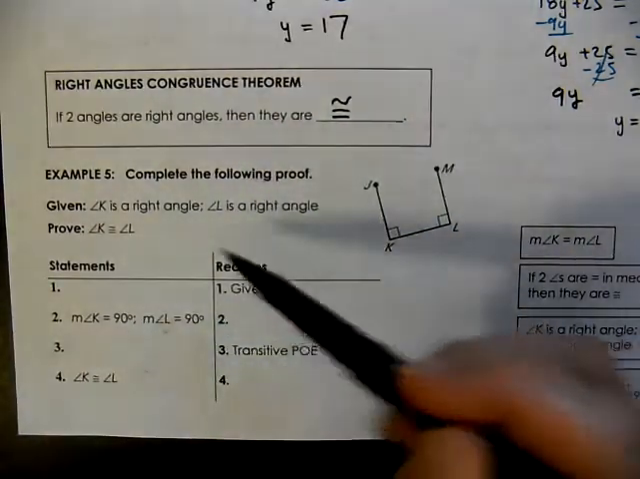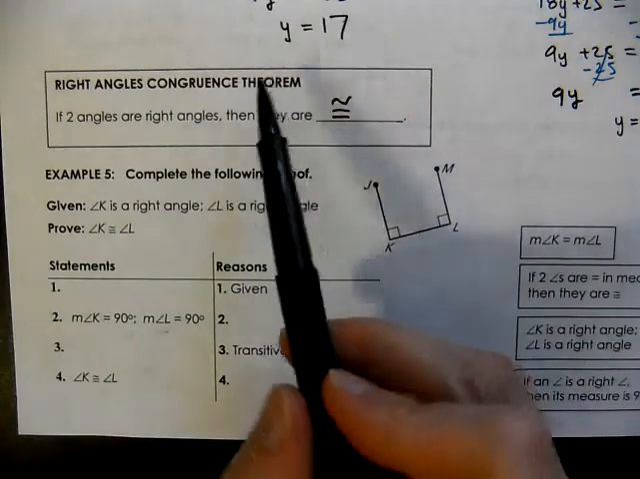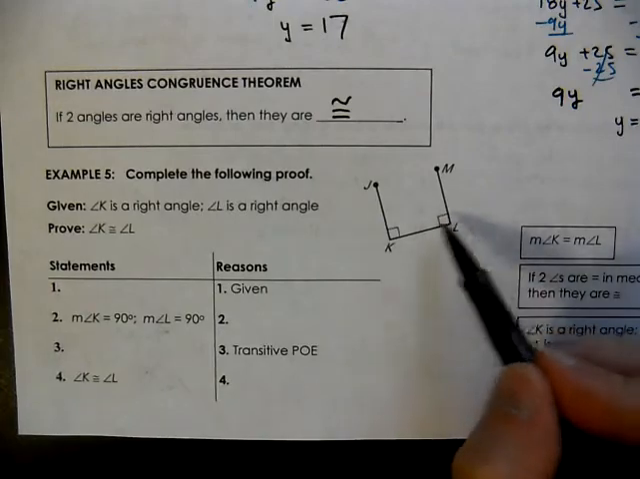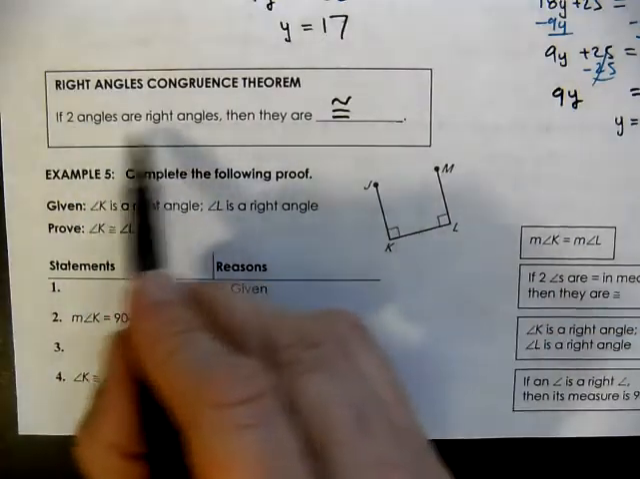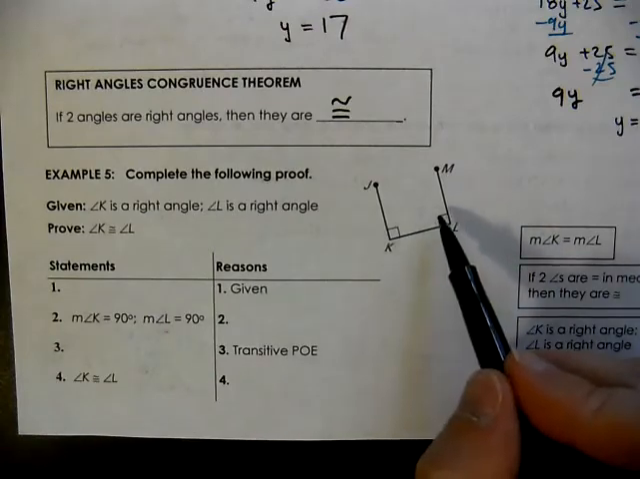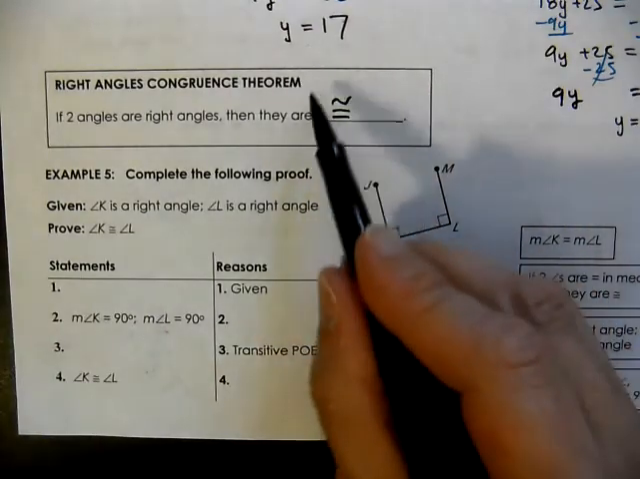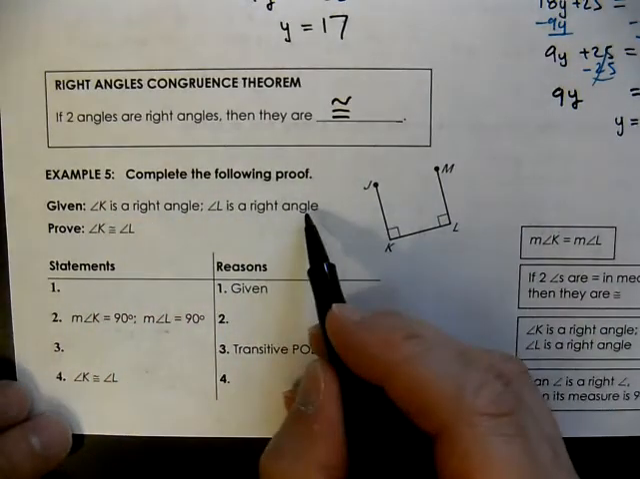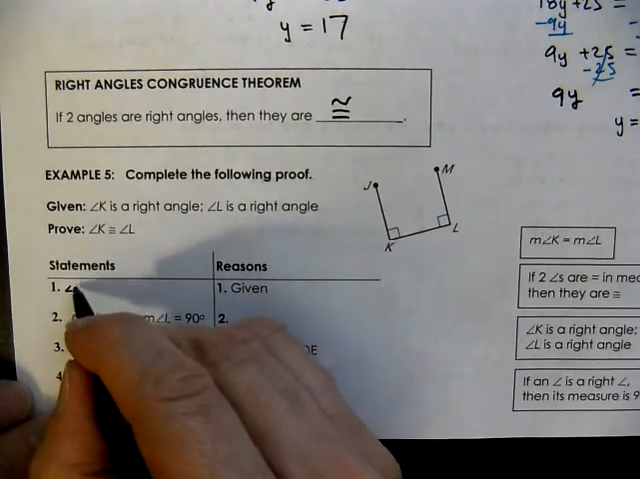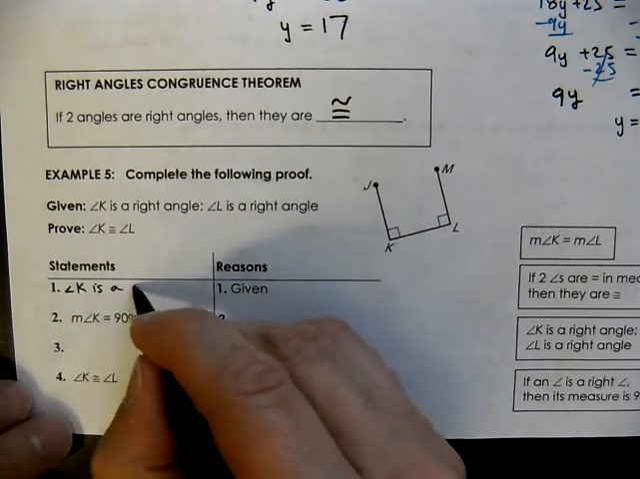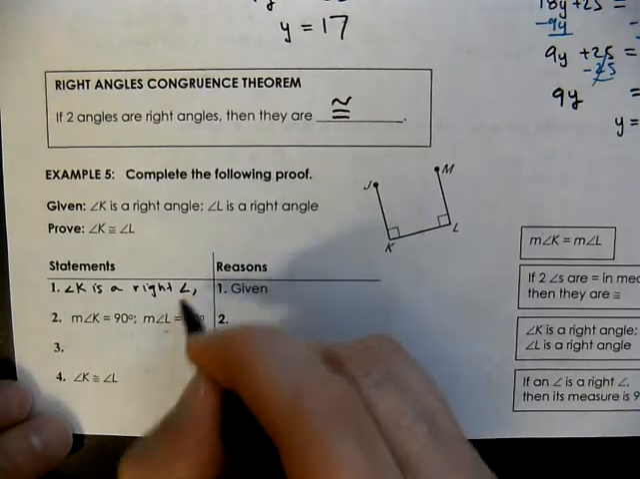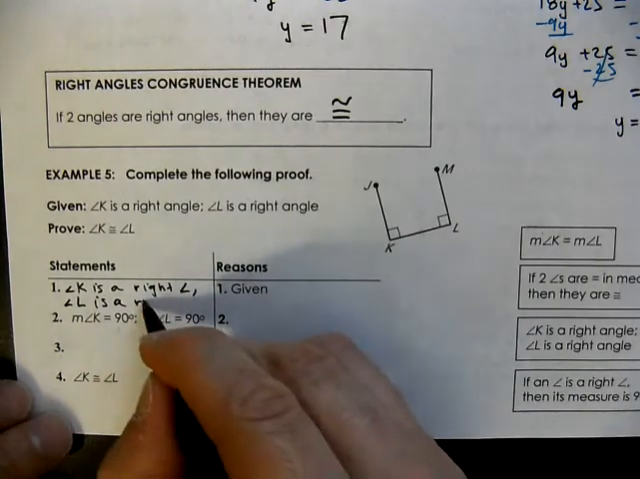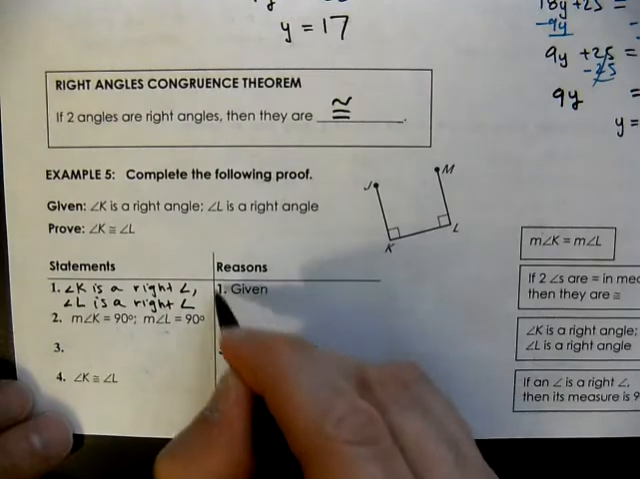Now it might be a small theorem, and it takes a small proof to talk our way through it, but let's use this diagram as an example. Here's angle K, here's angle L. I have 2 angles that are right angles. What we have to do now is prove that they are in fact congruent to each other. So first, take a look at the given information and jot that down in statement number 1. So angle K is a right angle, and on the same line, angle L is a right angle. And that's given to us.